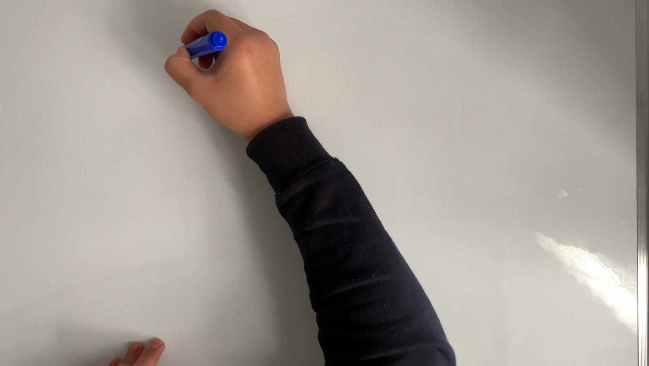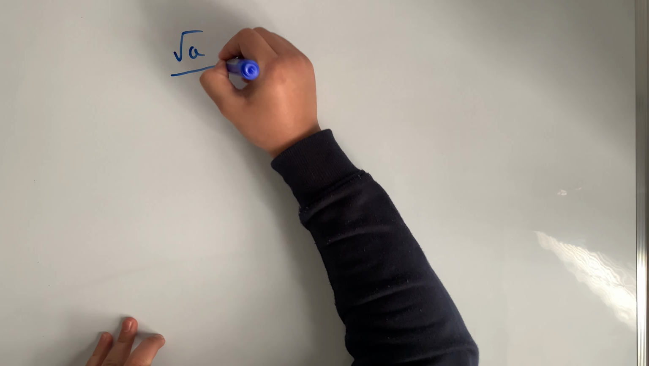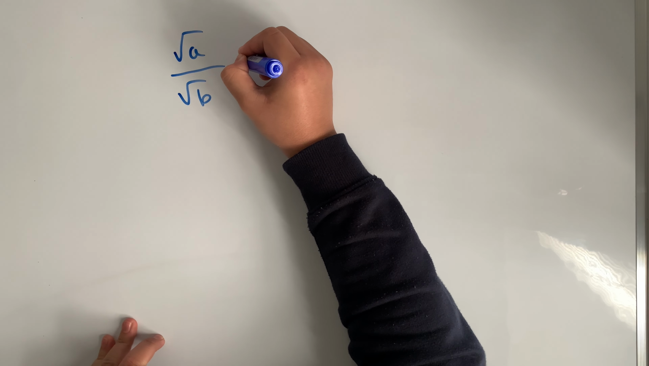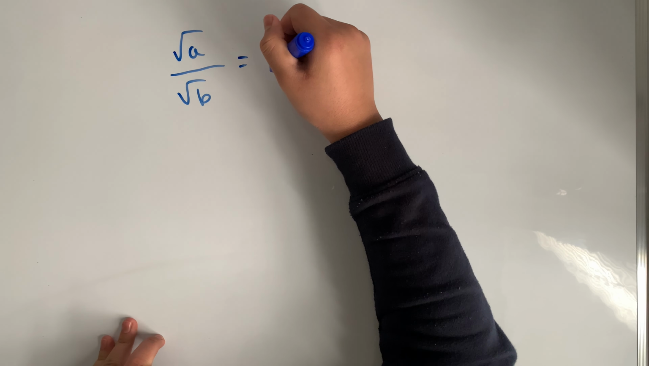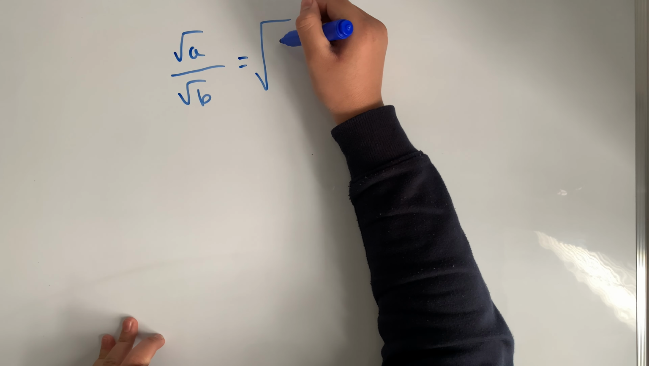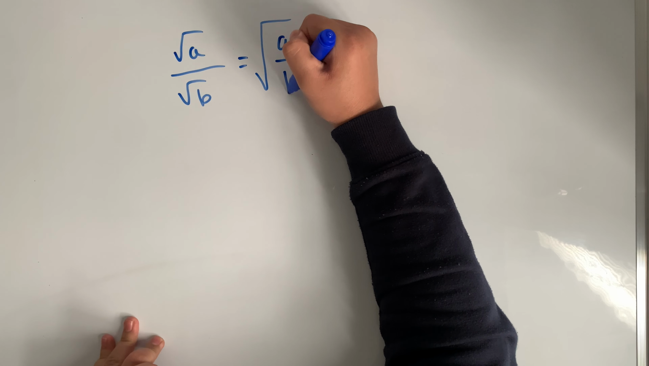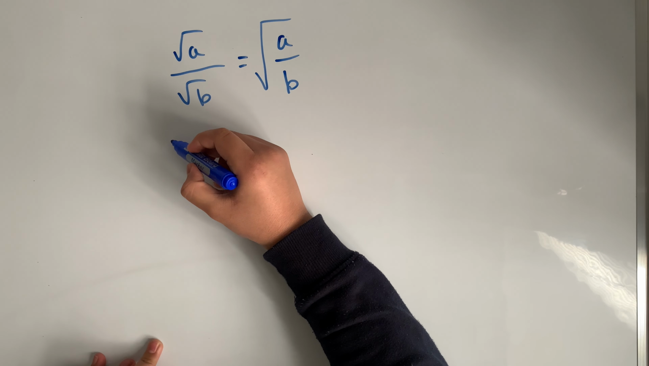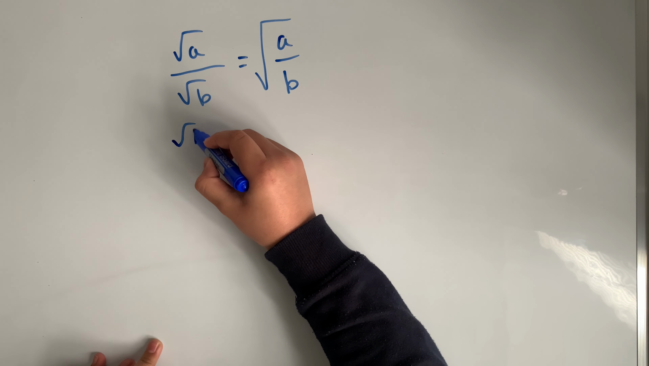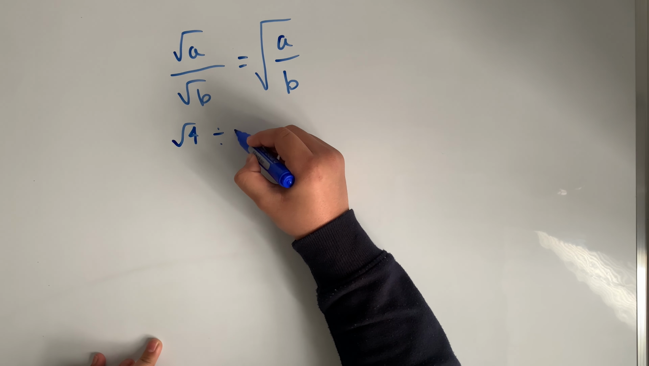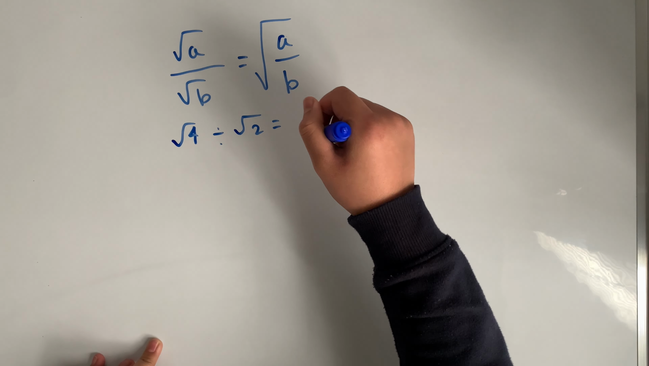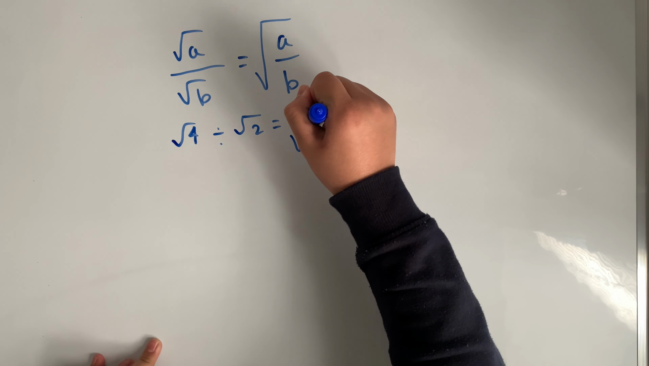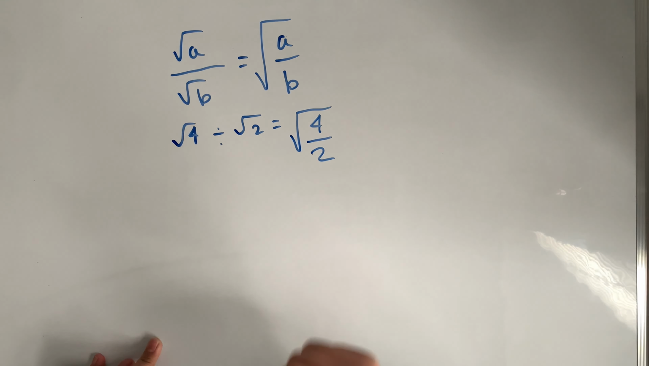Slightly complicated parts is when it comes to fractions. So square root a over square root b will equal the square root of a divided by b. So let's say if you have square root 4 divided by square root 2, that will simply equal root 4 divided by 2, and then from there you can simplify it.